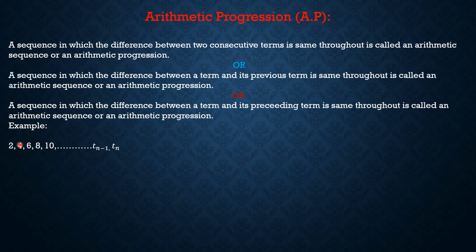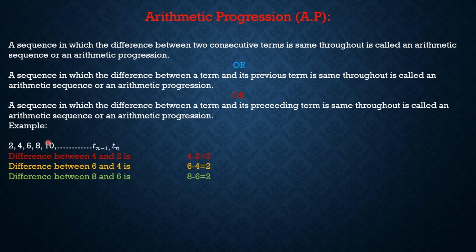So I have a sequence of 2, 4, 6, 8, 10, tn minus 1, tn. If I try to find a difference between a term and its preceding term, let me take the difference of 4 and 2. The difference of 4 and 2 is 2. Similarly, the difference of 6 and 4 is again 2. The difference of 8 and 6 is also 2. Similarly, the difference of 10 and 8 is how much? Of course 2. Means the difference is coming same throughout.